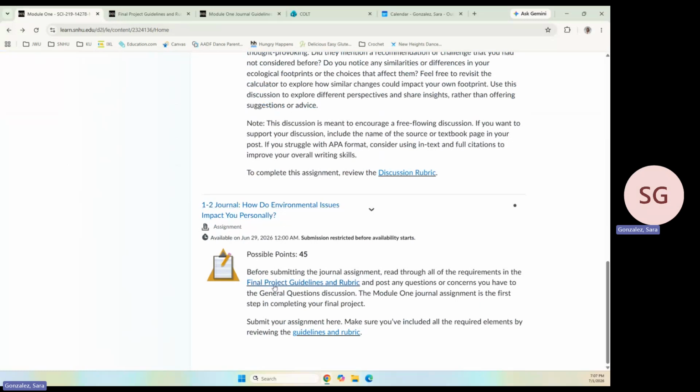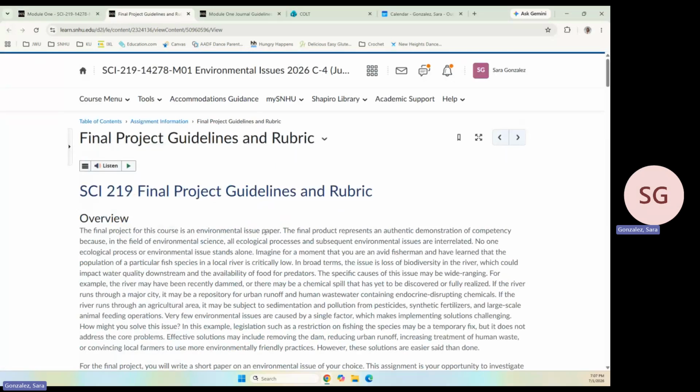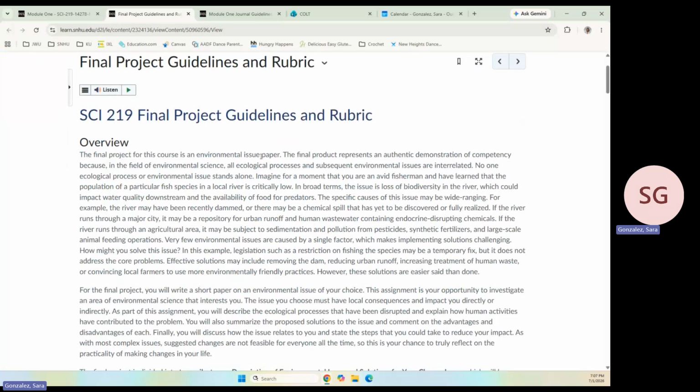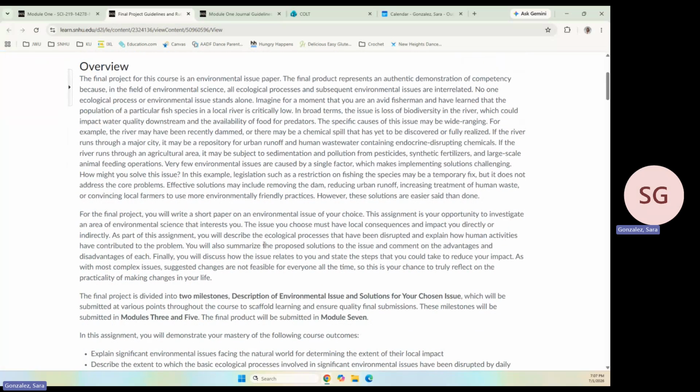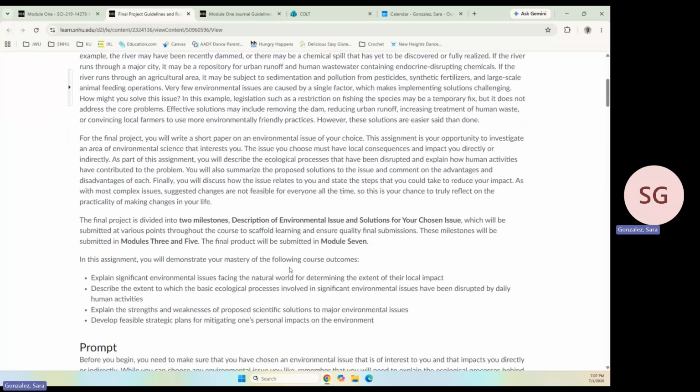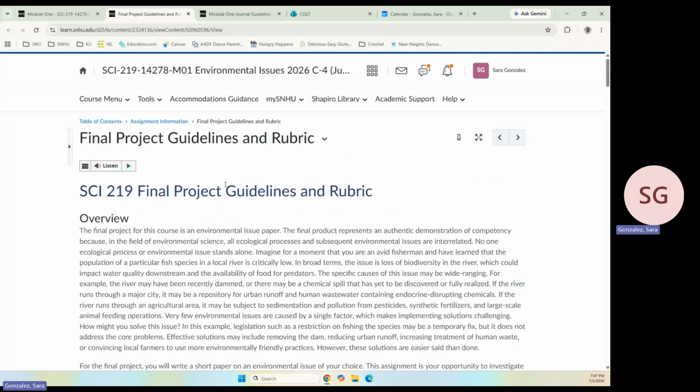And then the final assignment is going to be this journal article. Before you jump into the journal article, make sure you read the final project guidelines. This is an overview of the course paper that is due. It's going to be basically a representative, authentic demonstration of your knowledge of environmental science. You're going to write a paper about an environmental issue. It could be about air pollution or land pollution, or it could be about NIMBYism, not in my backyard. There are different milestones that you'll be doing that will put together that paper. So make sure you read over that.